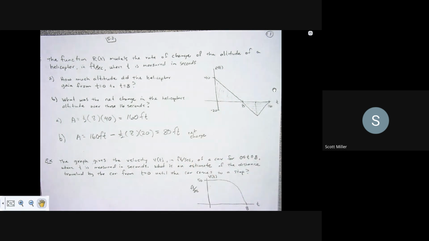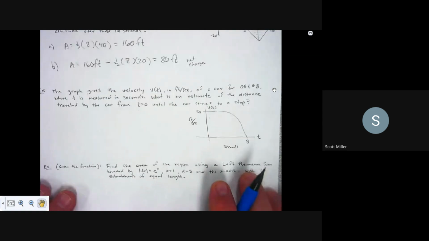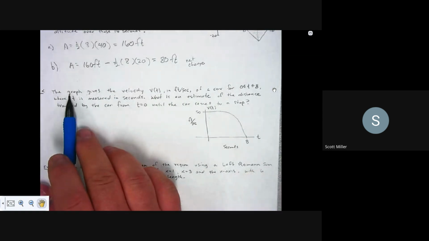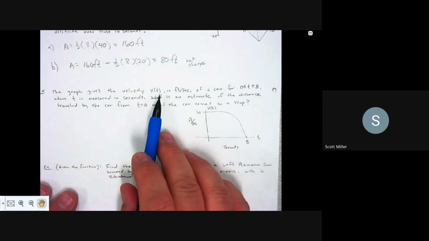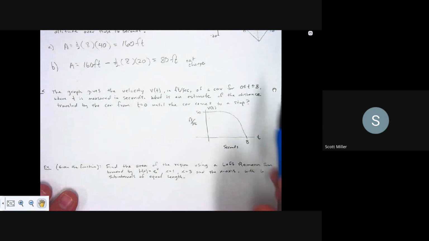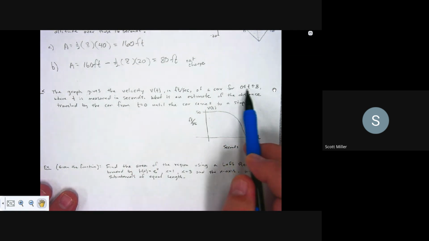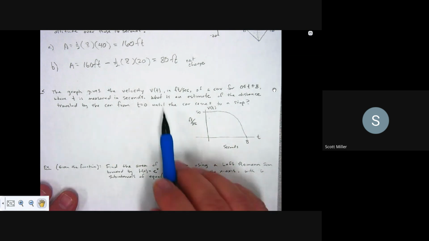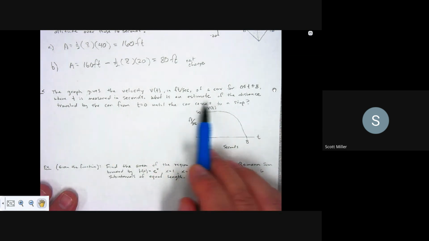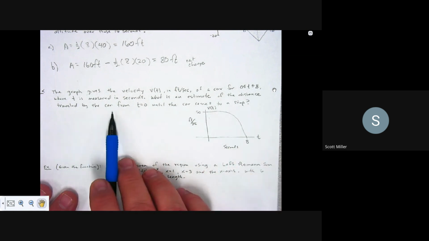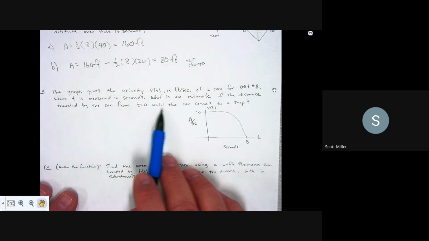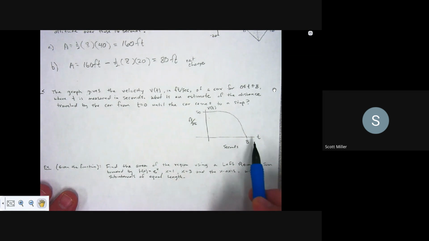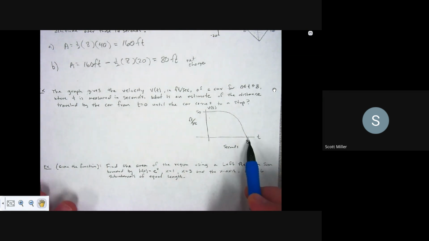So let's take a look at another example. This graph right here gives the velocity in feet per second of a car for t between 0 and 8 seconds. t is measured in seconds. What is an estimate of the distance traveled by the car from t equals 0 until the car comes to a stop? Okay? So what is that?